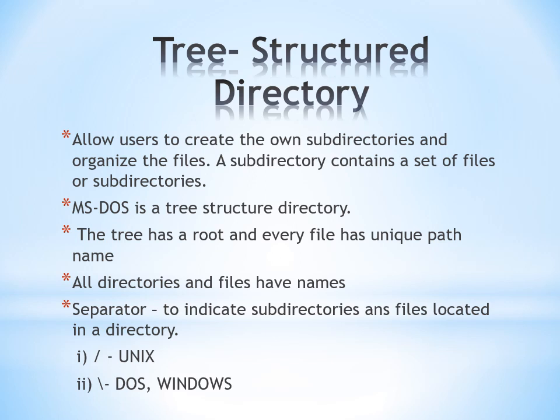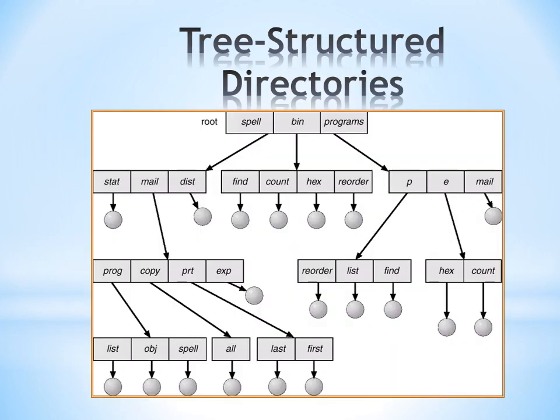using a separator in order to indicate whether you have a subdirectory or the file is located in the directory. For example, in Unix they use a slash, and in DOS we use a backslash. So this is a directory structure, the tree structure directories. Normally, we have a root, so the parent should be the root, followed by the directory.